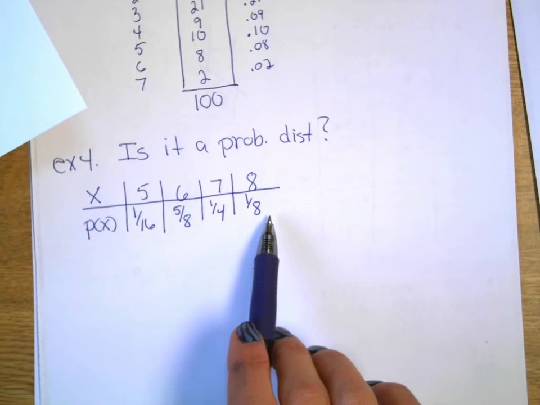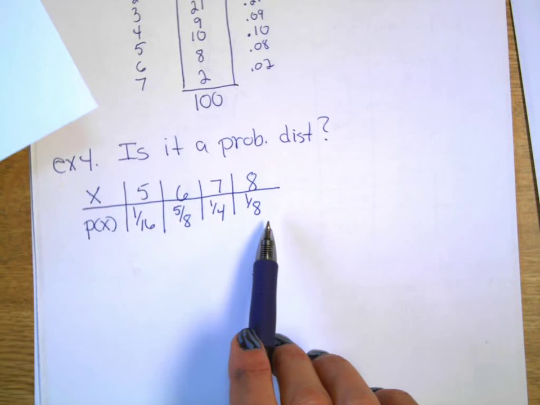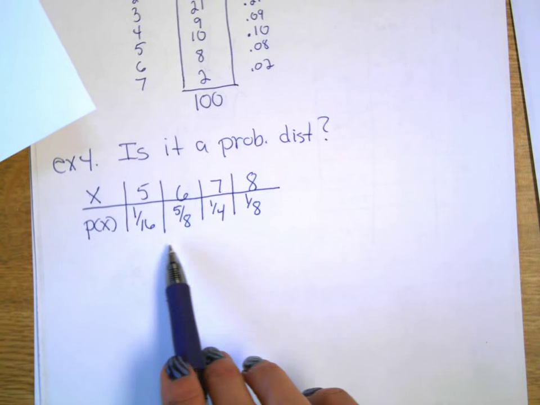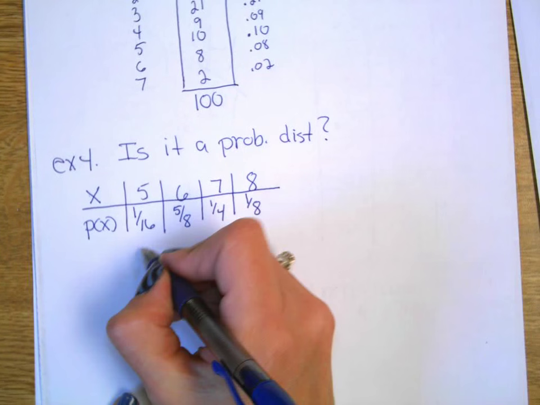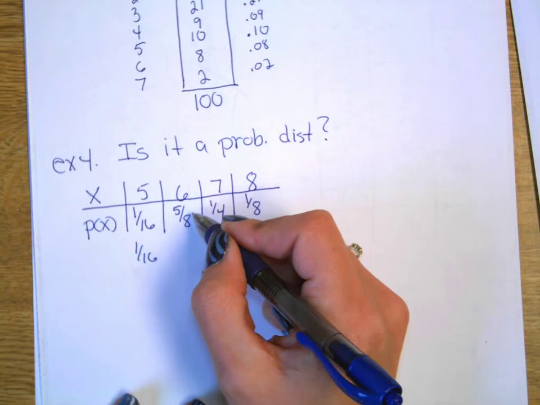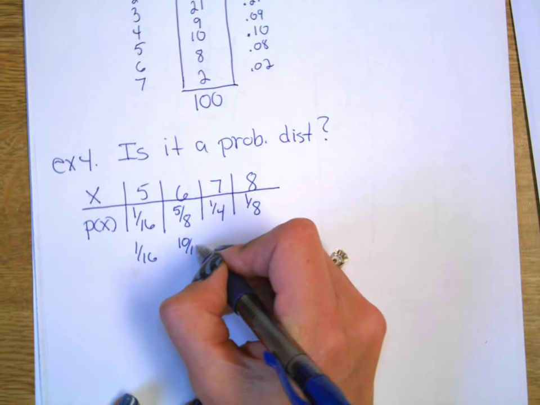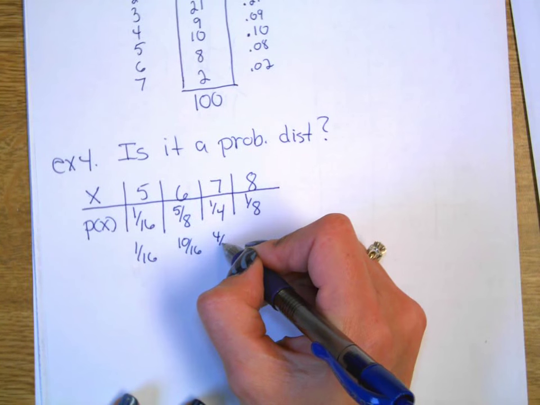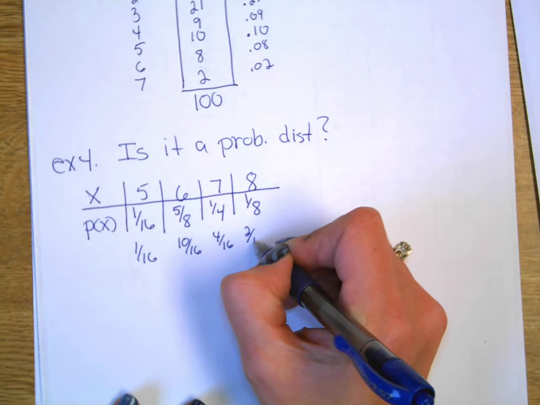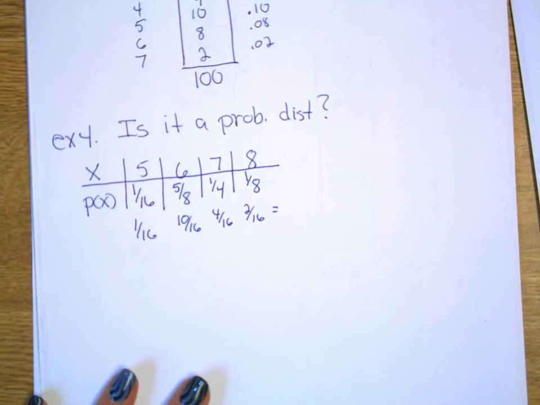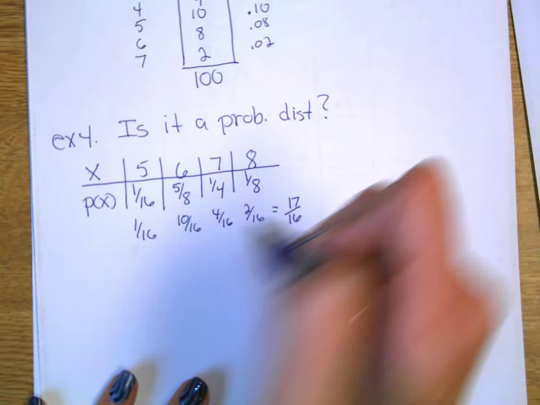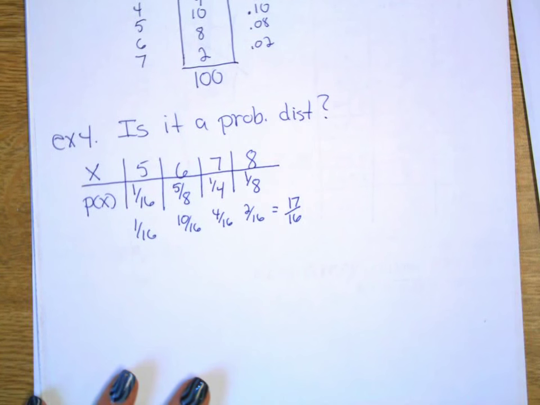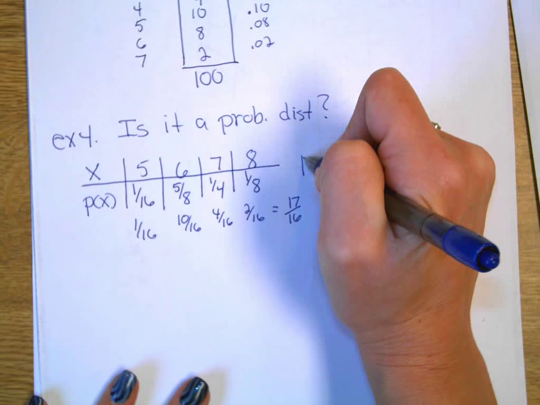Can you tell if they add up to 1? You could type it in on your calculator, or you could get them all a common denominator and add, but they've got to add up to 1. If I do a common denominator, what's my common denominator? 16. I'll leave that one 1/16. This one I multiply by 2, I'd get 10/16. This will be 4/16, and this will be 2/16. What do they add up to? 17/16. That's over 100%. So is that a probability distribution? No. Somebody made a mistake somewhere. Not.